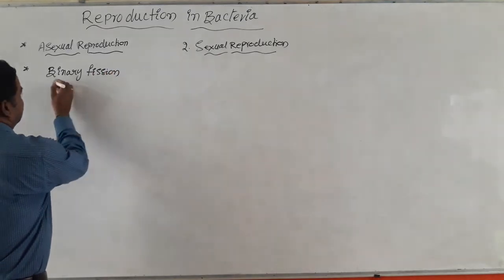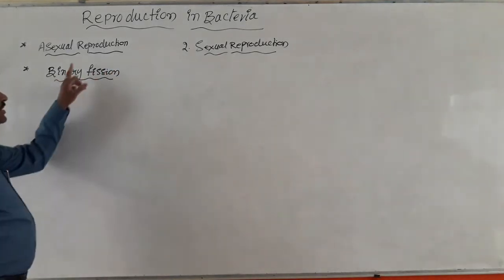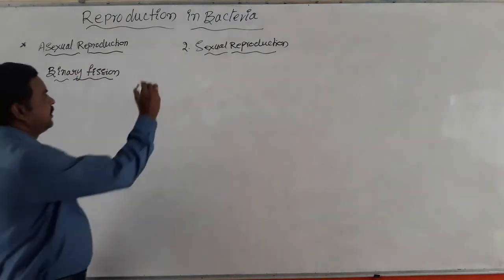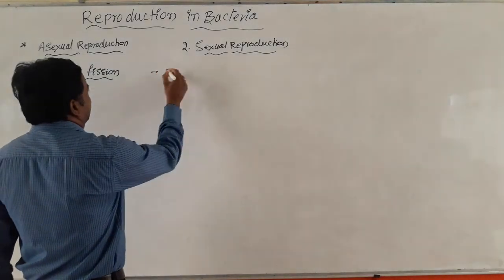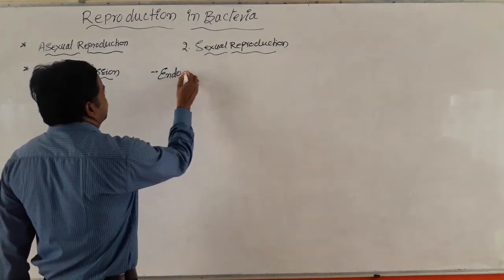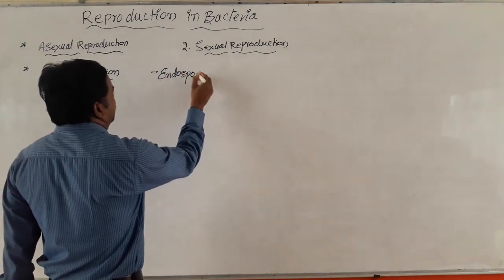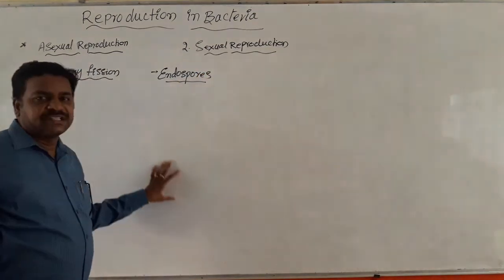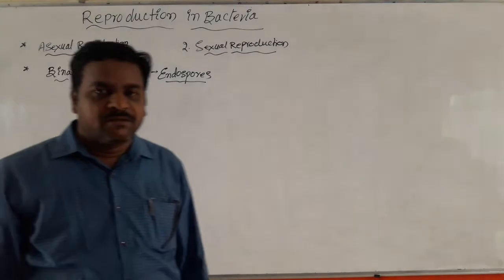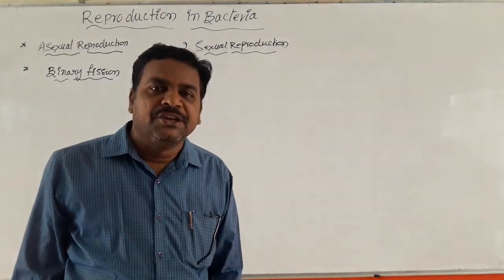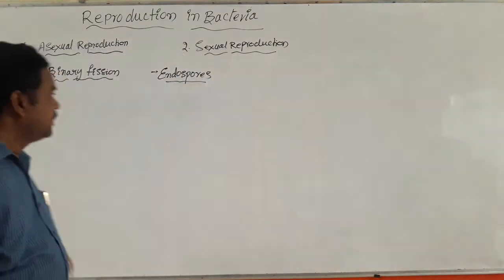So, this is the first type of asexual reproduction in bacteria. One is binary fission, and the second one is formation of endospores. So, there are two methods in asexual reproduction. One is called binary fission, the second one is called endospore formation.